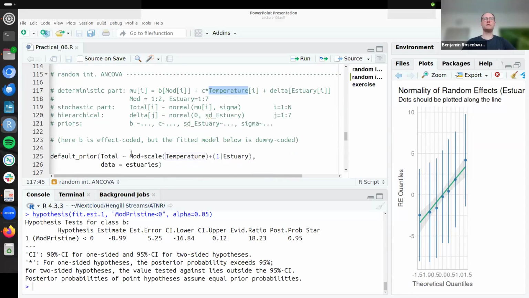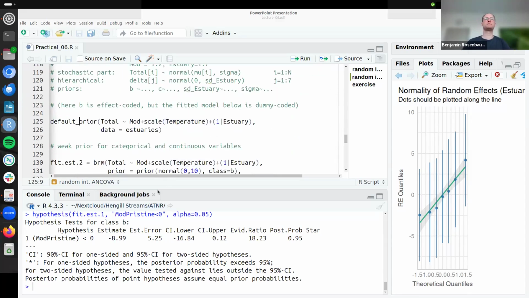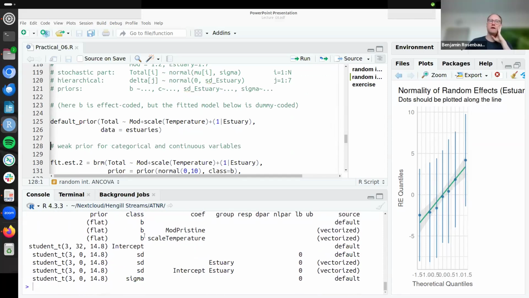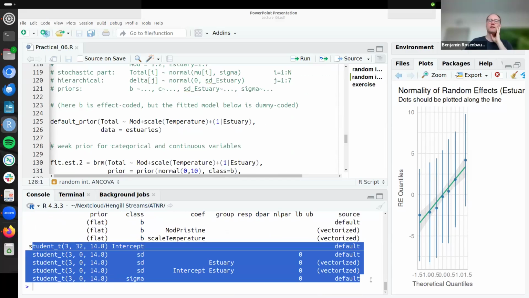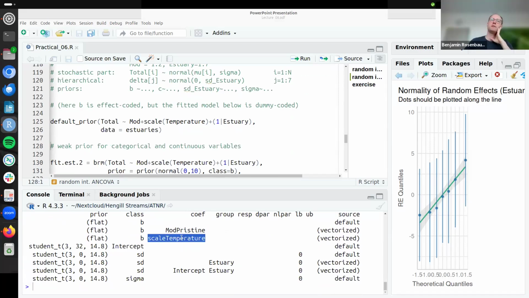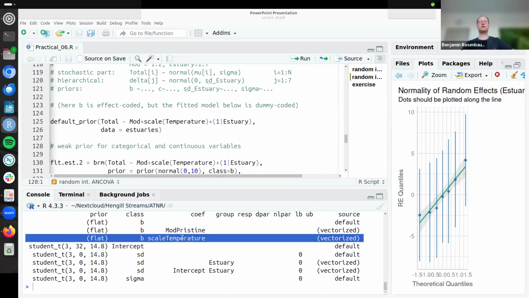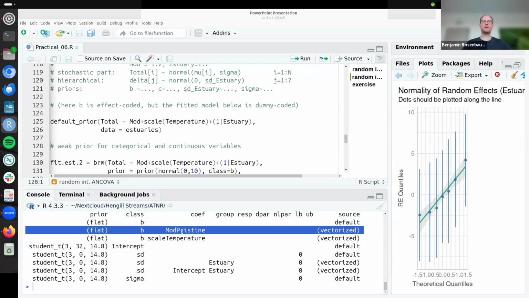Otherwise, the model is actually the same. Also, the prior specifications are the same, right? So here you have all these mixed effect stuff. There are default priors by brms, and we specify a prior for the effect of temperature. Here, temperature is a continuous predictor, and we scale it. And also this difference between modified and pristine.